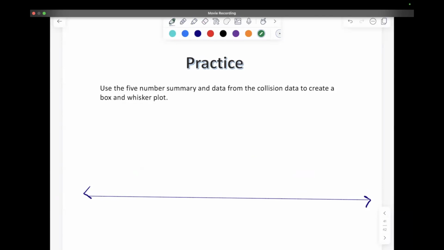I count by 500s, but I only write the thousands because I know. So my zero is here. You don't always have to have 0 on your number line, but I do because I have a fence that is in the negatives. So 500, 1,000, 2,000, 3,000.